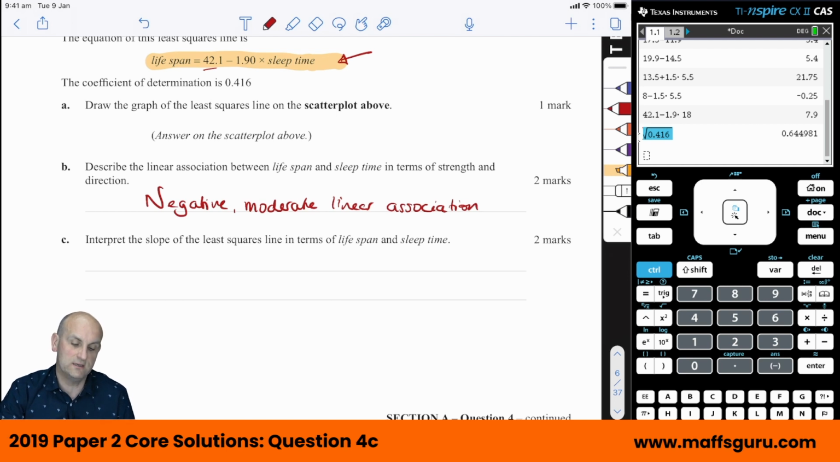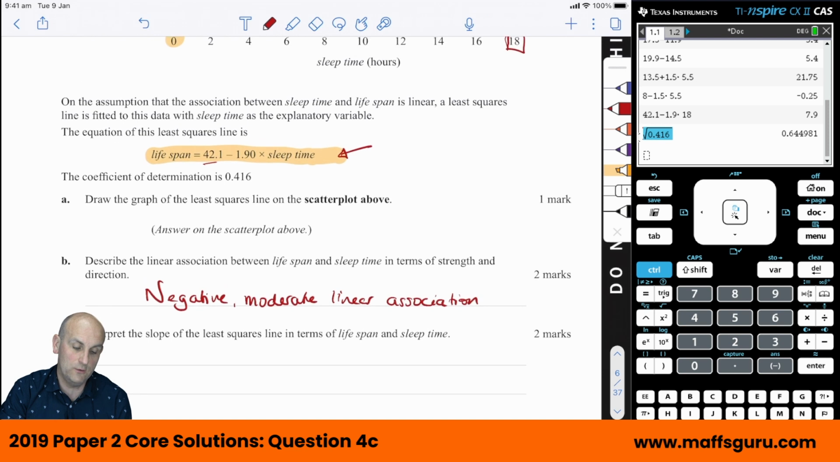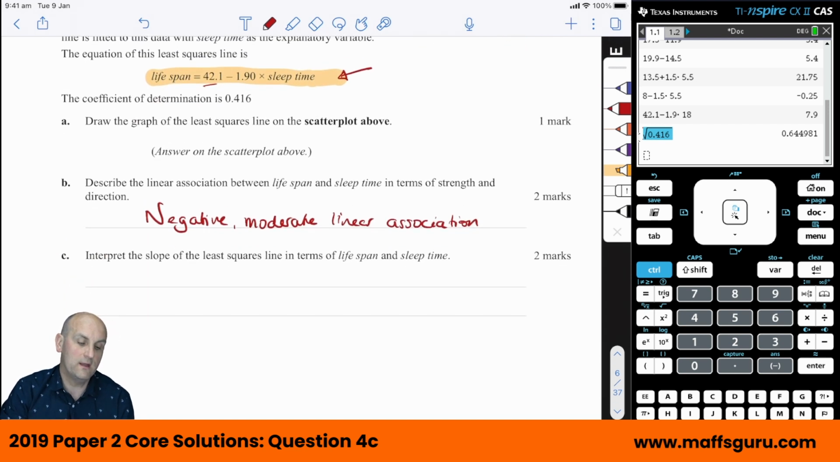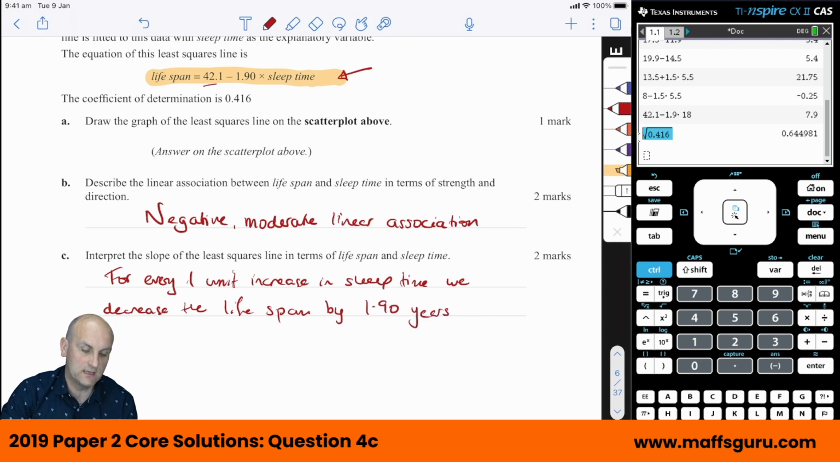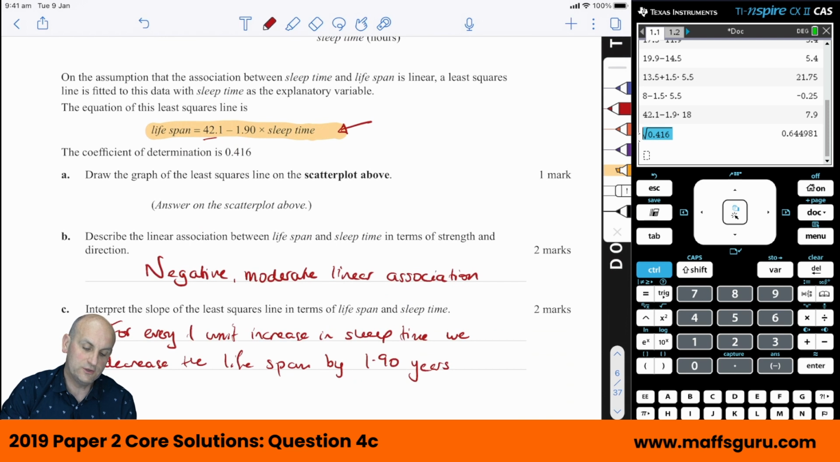Interpret the slope of the least squares line in terms of lifespan and sleep time. The slope, right, so minus 1.90. So for every 1 unit increase in sleep time, we decrease the lifespan by 1.90 years. All right, so again, the sleep time is in hours. So we should actually say hours, I wouldn't say unit there, because they gave us the units: for every 1 hour increase in sleep time, we decrease the lifespan by 1.90 years.